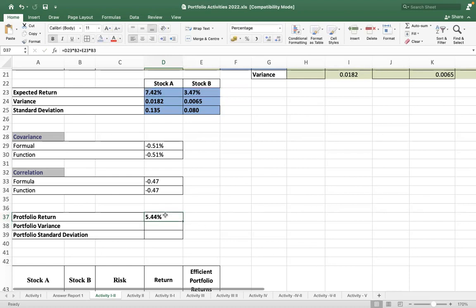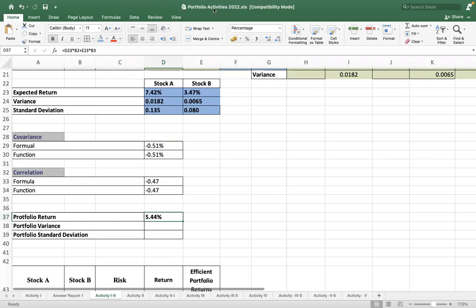Right, it's 5.44. See, if you invest in individual stocks, we will receive 7.242 from stock A and 3.47 from stock B. But since we invest in both, as we explained earlier, the total return will be reduced. But the risk is also getting lower.